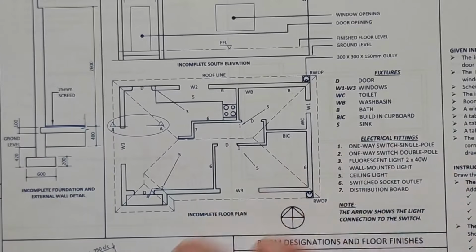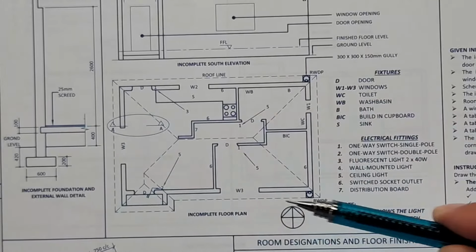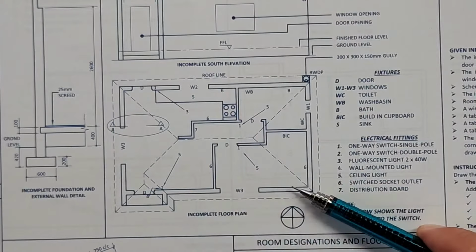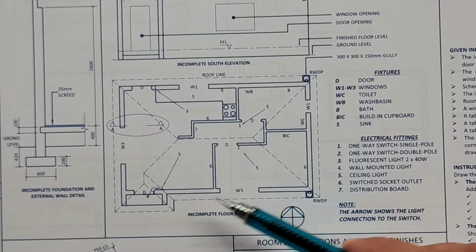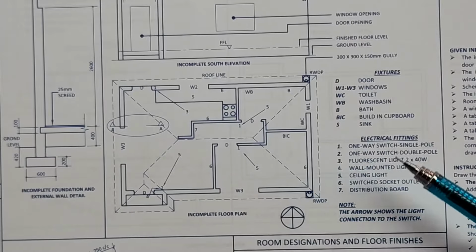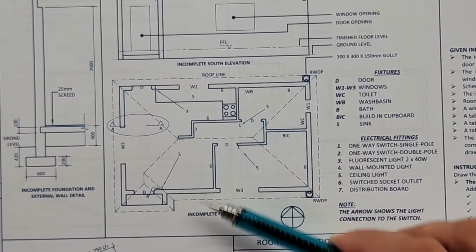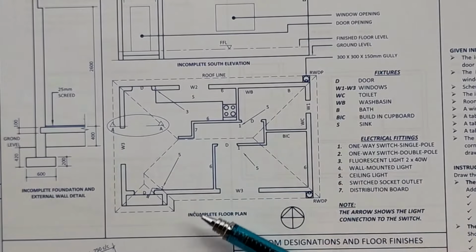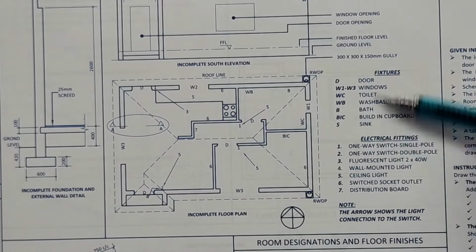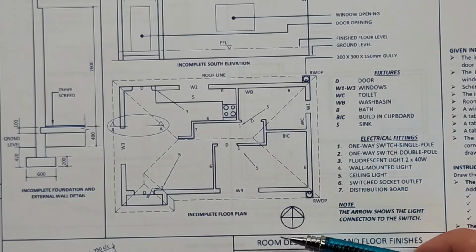Nothing on here is just by accident. You need to take note of it and apply that. So on the first floor plan, of course, it's incomplete, but there's quite a lot of detail. Electrical details here. You've got placement of fixtures. You've got a section detail here. You've got a roof line here. And then notes speaking to those different components.